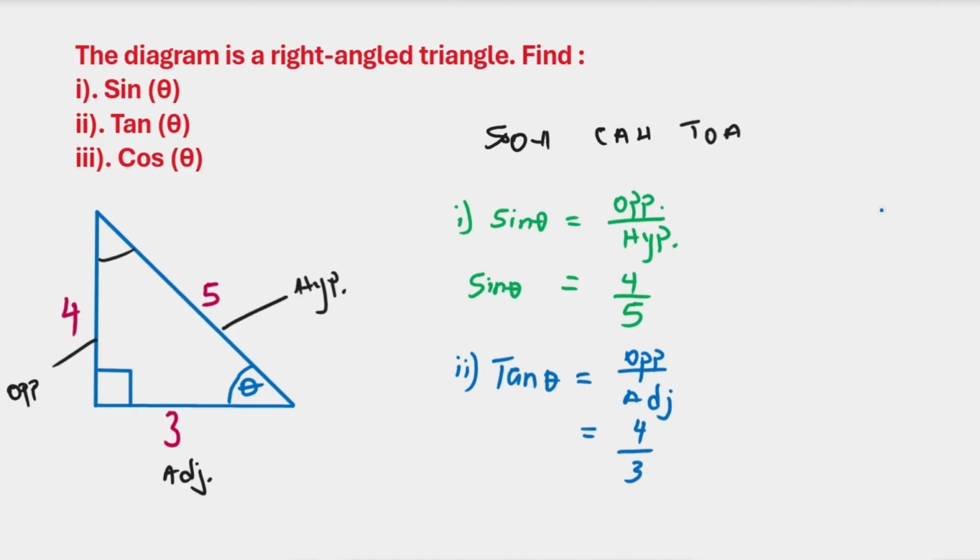Let's take the last one. The last one here is talking about cos theta, or the cosine of theta. That is CAH, right? So adjacent out of the hypotenuse. Let's do the substitution. Adjacent is 3 and the hypotenuse is 5. So that is how we can find the sine of theta, the tan of theta, and the cos of theta.